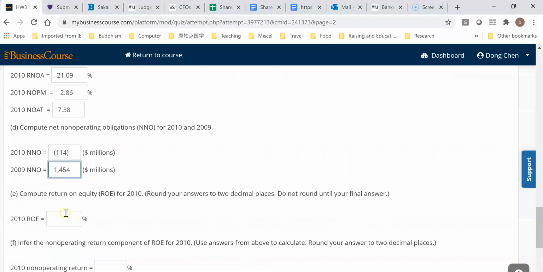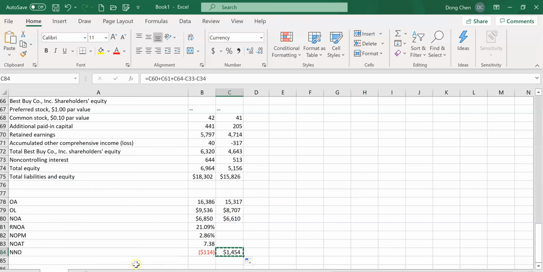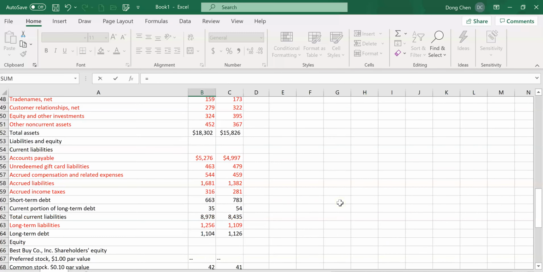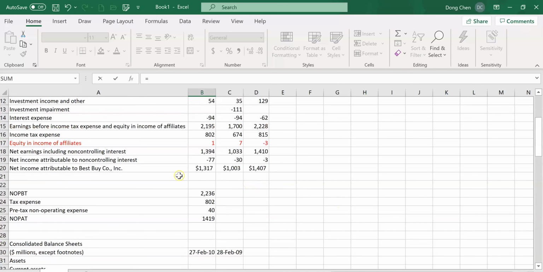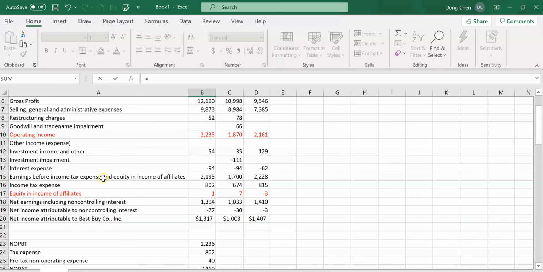And part E, compute return on equity, ROE, for 2010. Round your answers to 2 decimal places. Do not round until your final answer, okay? So ROE is defined to be net income. But if you go to the income statement, you'll see that we have 2 net incomes. One is net earnings, including non-controlling interest. The other one is excluding the non-controlling interest, which is the net income attributable to Best Buy.